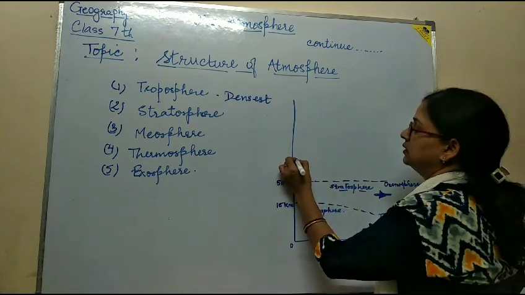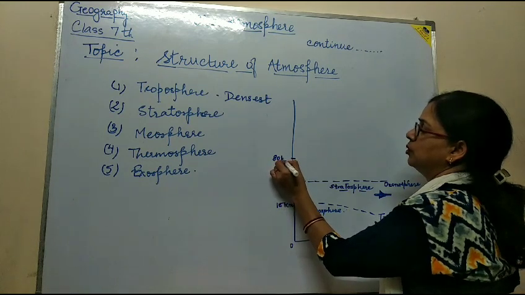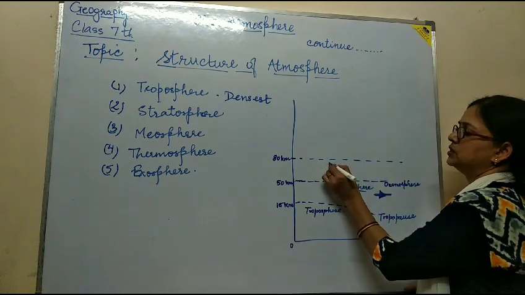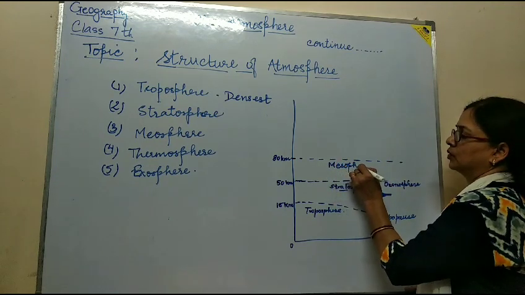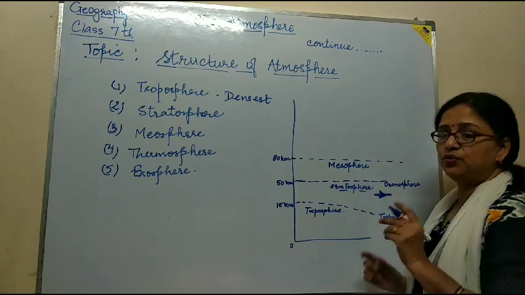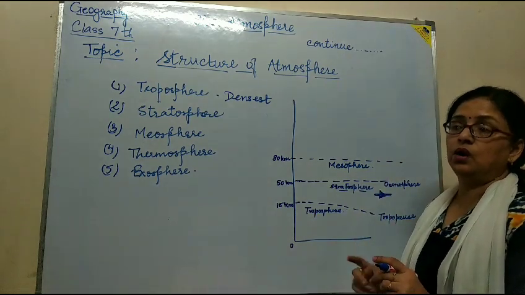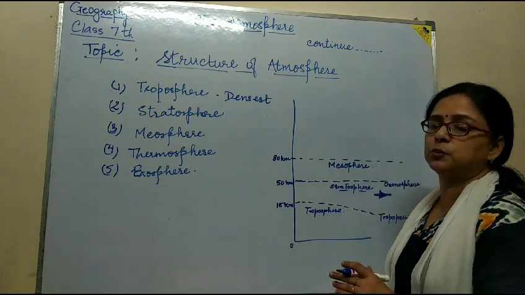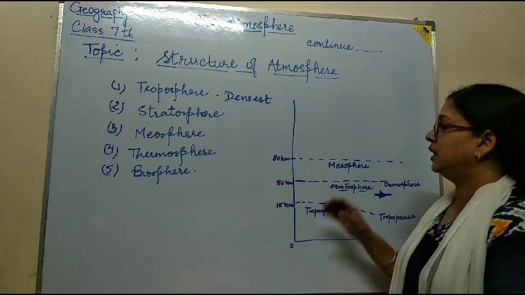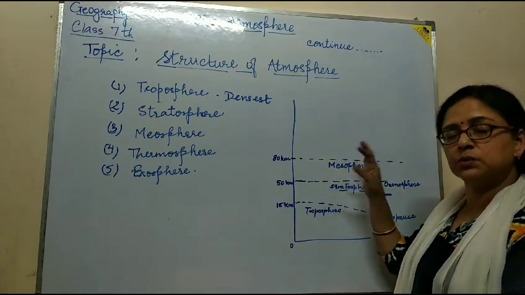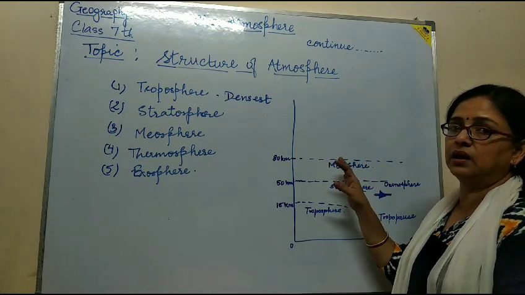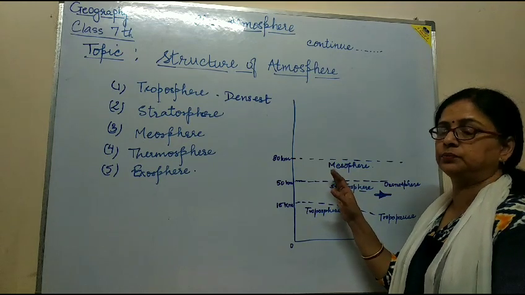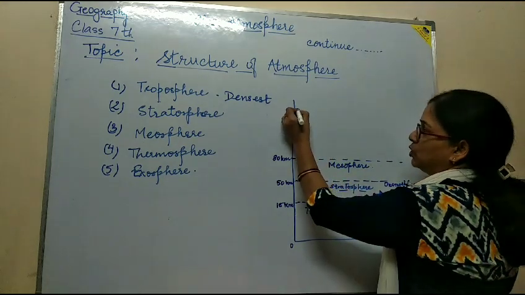The next layer is the mesosphere, which varies from 50 to 80 kilometers. What do we find in this layer? We find meteors burning. Meteors are rock particles coming from space towards the earth. In this layer, most of those meteors burn, creating a very bright line, which is often called a shooting star.